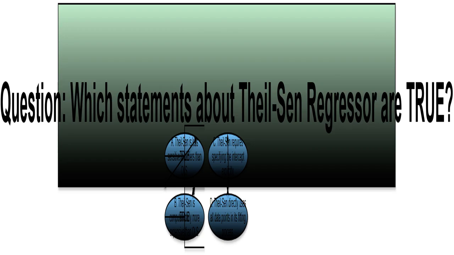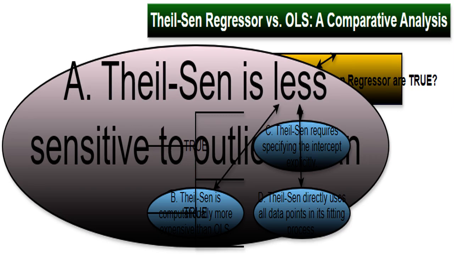I'm asking you to identify the true statements from several choices regarding the TheilSenRegressor. This statement is true. TheilSen uses the median of slopes between data points. The median is much less affected by outliers than the average used in OLS, making TheilSen more robust.